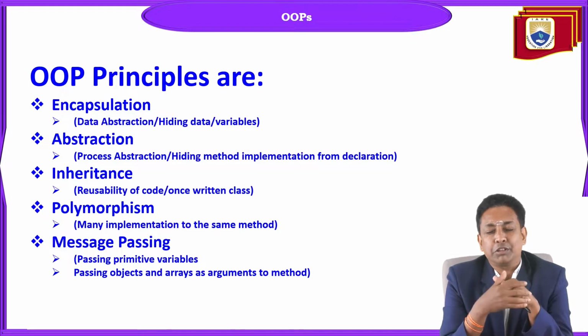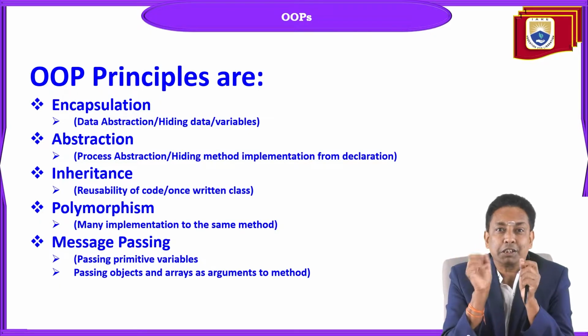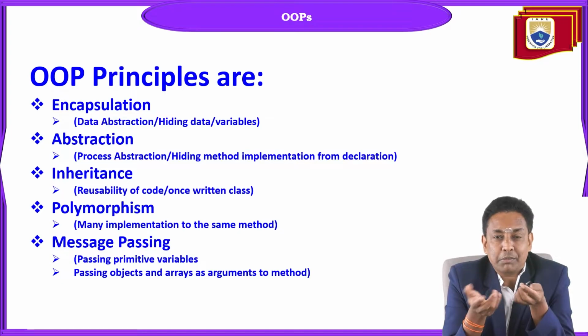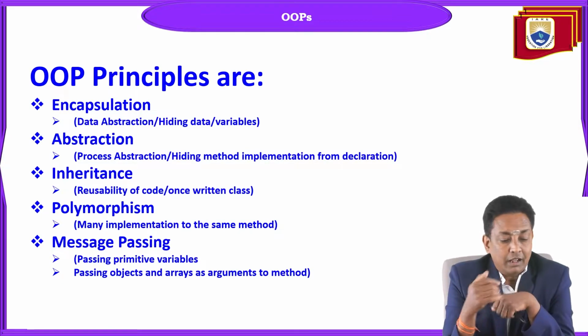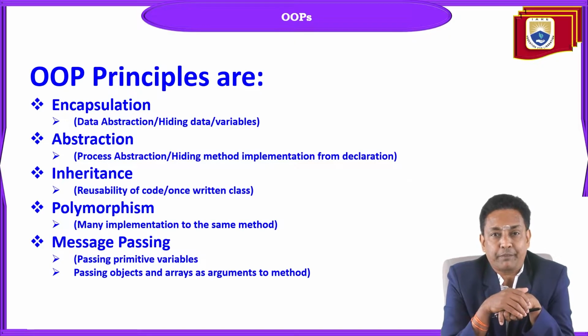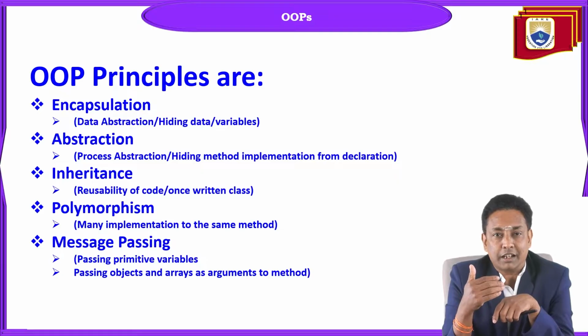We may ask many questions: why only the method declaration is exposed to the client, and why the implementation is not exposed to the client. That anyway we'll discuss in the abstraction topic. Next coming one is inheritance. Deriving a class from another superclass is called inheritance.